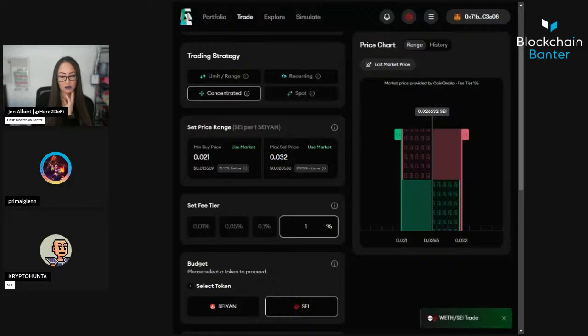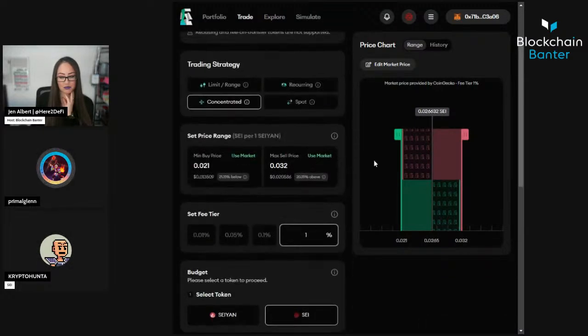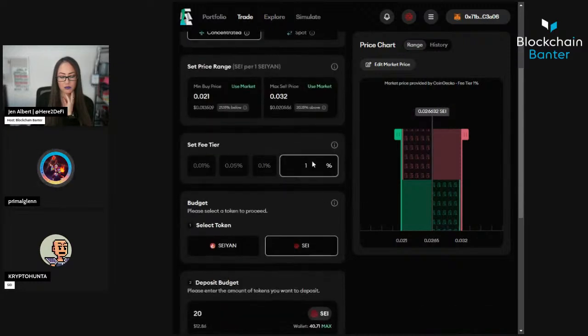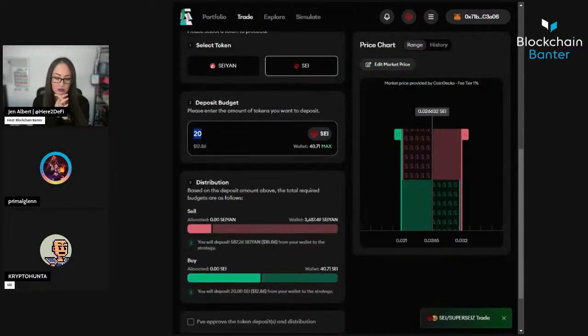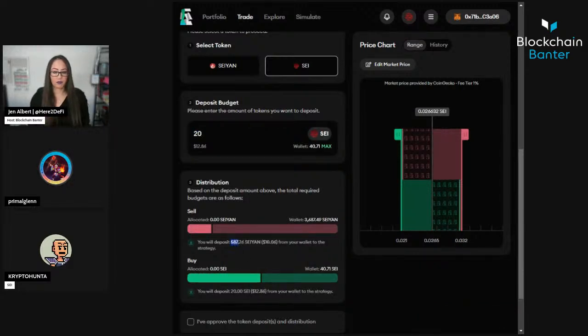Perfect. That's cool. So yeah, I'll continue with this example. We chose this range, roughly down 20, up 20 from current market price, 1% fee tier. I have like 40 Sei in this wallet. I'm going to do 20 like I did in my example, and it's telling me I'm going to need 587 Seiyan to provide.